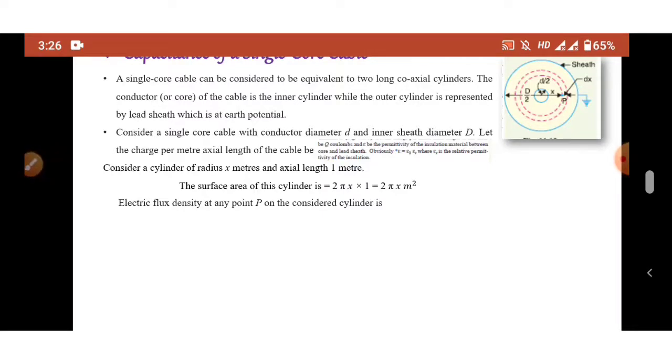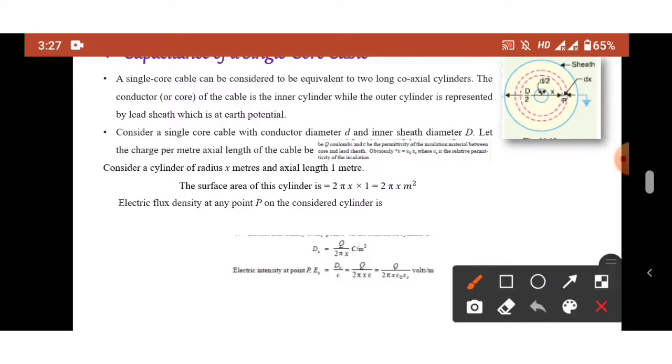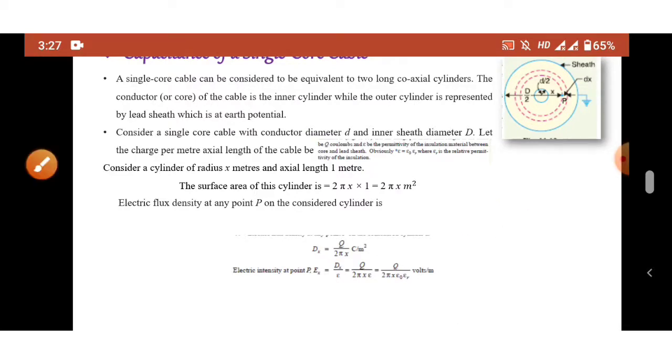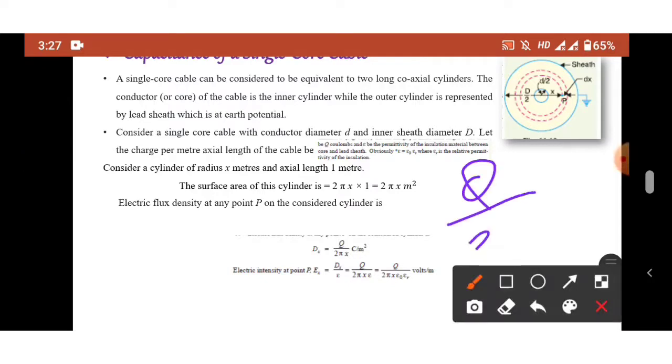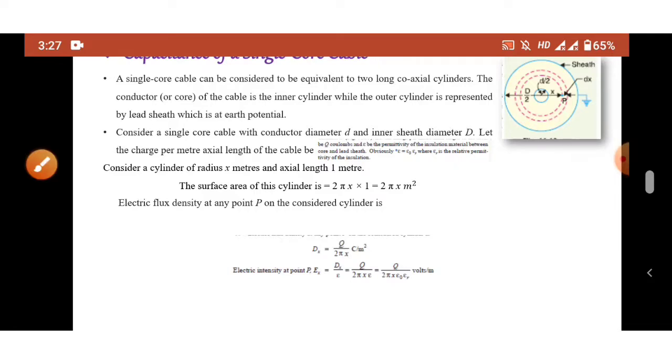For that, first take the electric flux density at any point P on the considered cylinder. So here the considered point is P. The electric flux density at any point P is denoted by Dx, that is, the point P is taken at a distance x from the center. So Dx is equal to Q divided by 2 pi x, that is, charge per unit area is electric flux density. So D is equal to Q by area. Area here is 2 pi x.